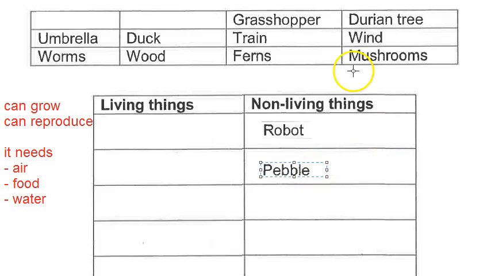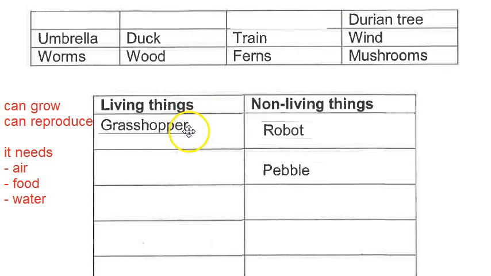Okay, and then grasshopper can grow, can reproduce. It does need to eat. It needs to breathe. It needs to drink. A durian tree needs food. That's why it needs sunlight. It needs food, and it needs water. If you don't water your plant, it will die.